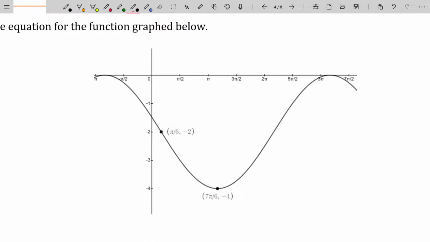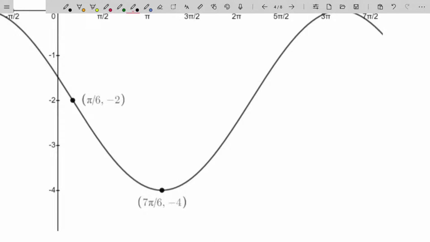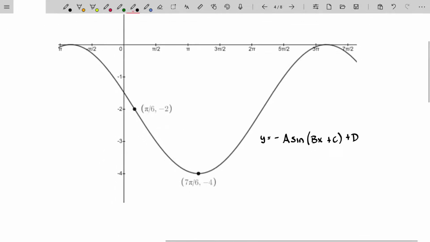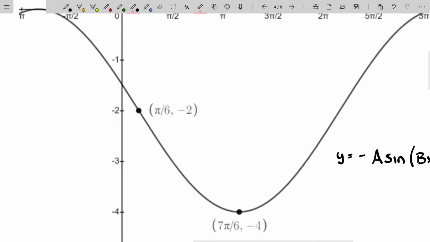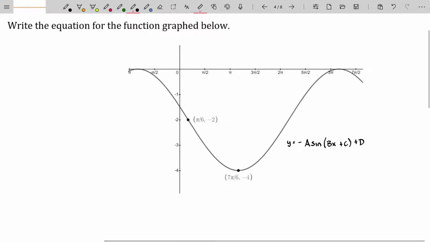I know it's an upside down sine function, so I'm going to write this as y equals negative a sine of bx plus c, plus d. And now I'm going to draw on this where the midline is. They didn't explicitly state the midline, but they implied the midline occurs at a height of negative 2, halfway between the maximum and minimum.